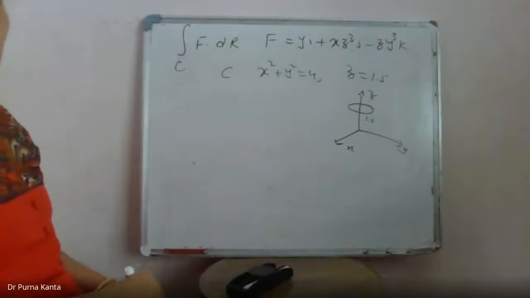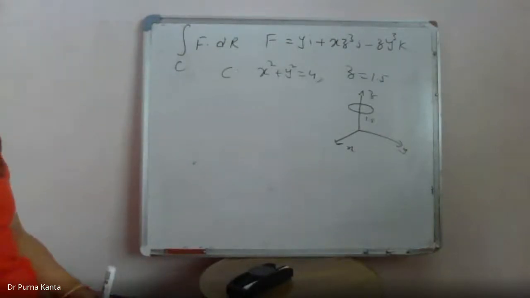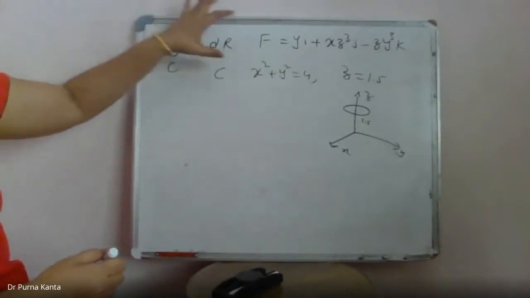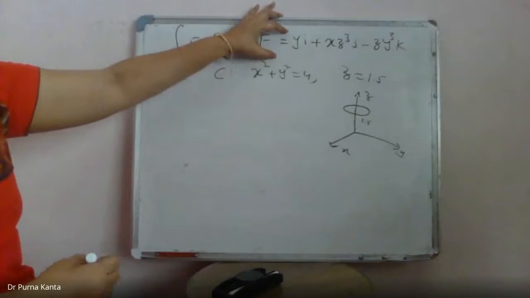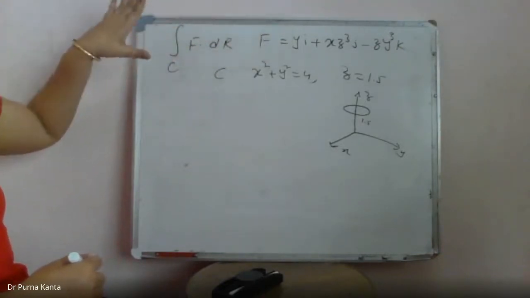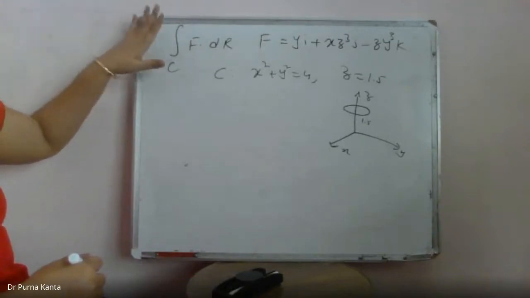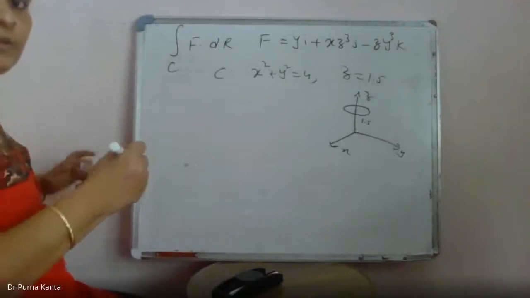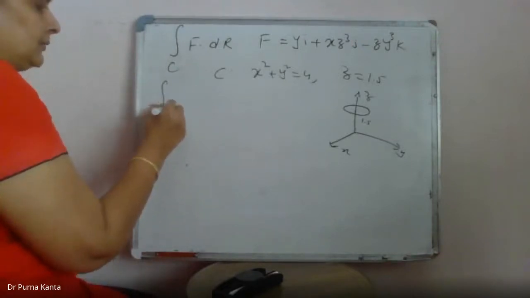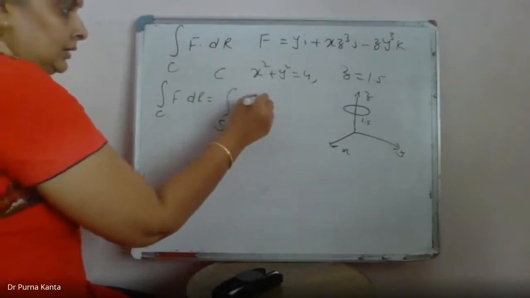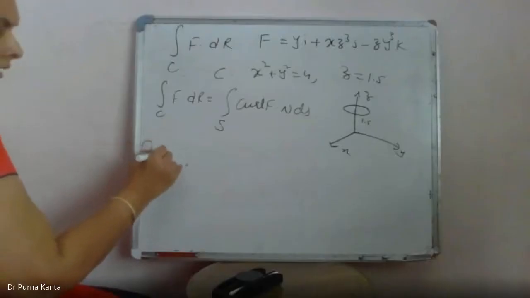surface given. In this problem, we are asked to calculate the line integral for this function. So we use the concept of Stokes theorem here, convert this line integral into a surface integral, and then calculate. According to Stokes theorem, the value of the integral of F dot dr is the integral over S of curl F dot n dS. So for this, we need the value of curl F first.